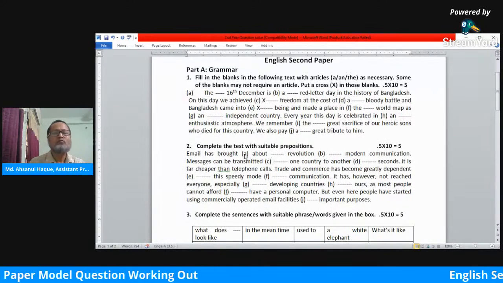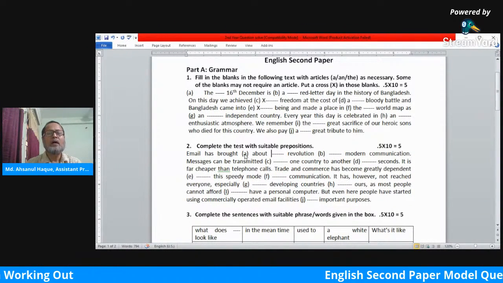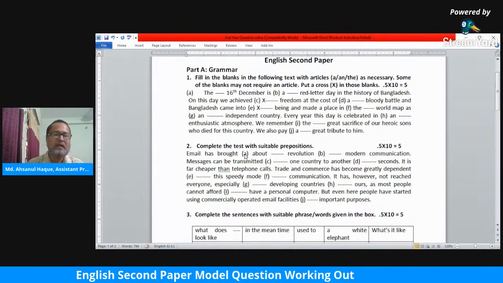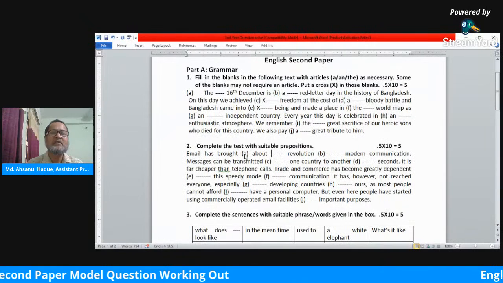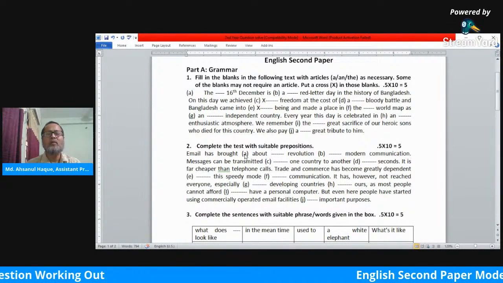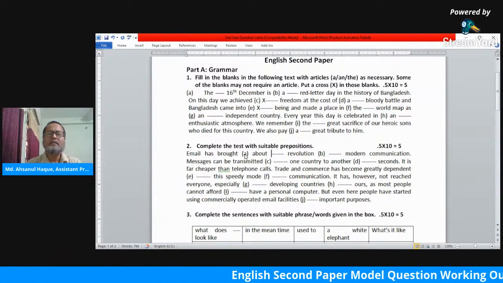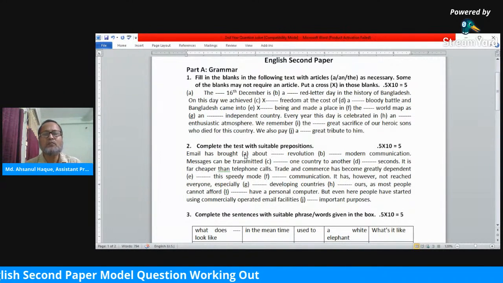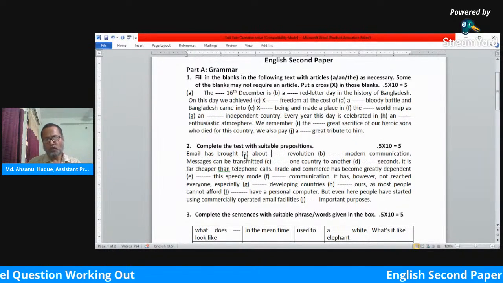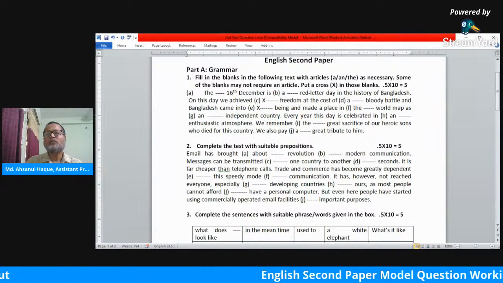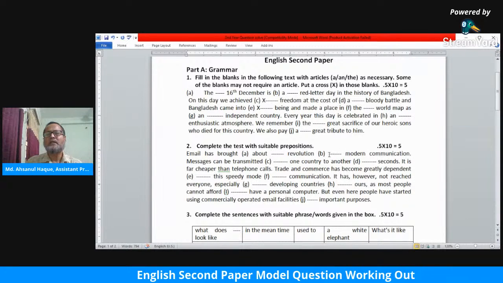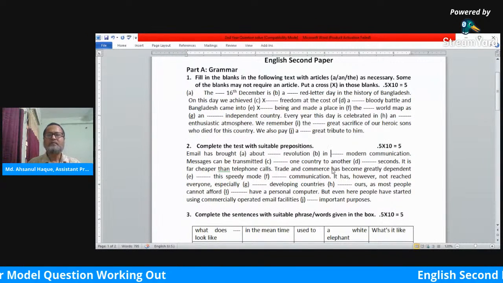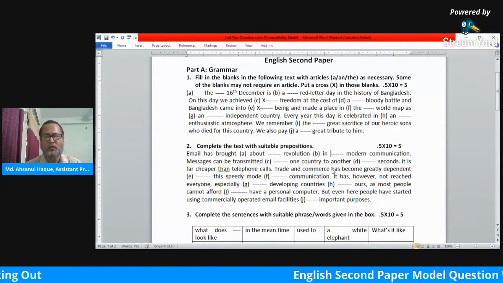Brought about. You see, it's a group verb. Bring about, bring into, bring to, bring forth. There are many group verbs like this: bring into, bring to, bring about, bring forth, bring out, etc. So email has brought about revolution in modern communication.